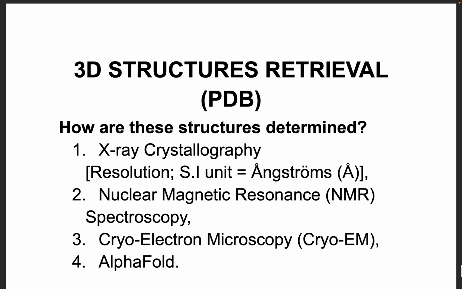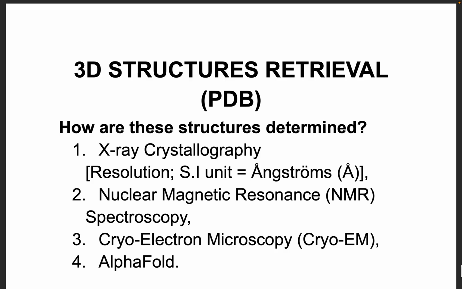The fourth method is AlphaFold. AlphaFold is an artificial intelligence system which was developed by Google DeepMind and EMBL-EBI. It predicts a protein's 3D structure from its amino acid sequence. It is one of the most significant breakthroughs in modern-day structural biology.